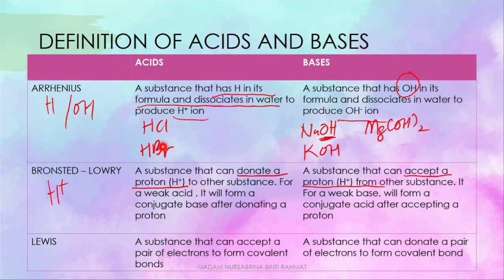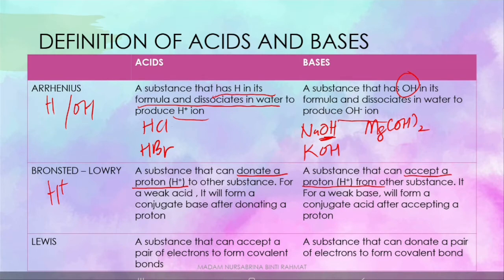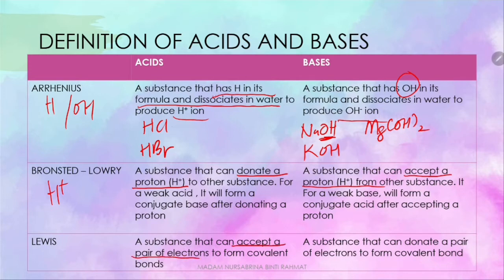Whereas according to Lewis, Lewis is all about accepting or donating a lone pair of electrons. If it's an acid, according to Lewis, it must have the ability to accept a pair of electrons. This must be related to a compound which lacks electrons. For example, a compound with a central atom that has an incomplete octet, so you only have maybe 6 electrons around it. To achieve an octet arrangement, it must accept a lone pair of electrons from another compound, another molecule, or another atom. That is your Lewis acid.